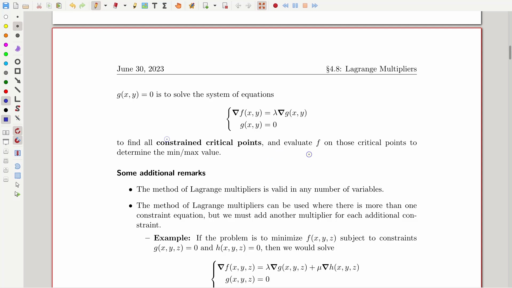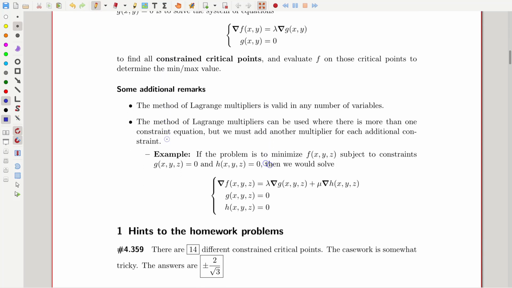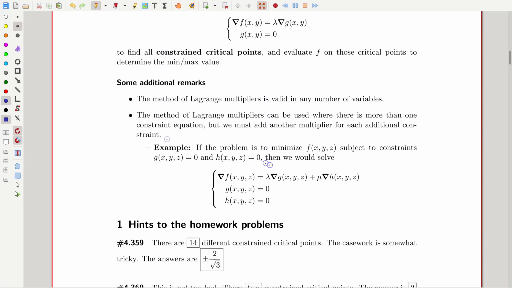Okay, right. And then once you find all these constrained critical points, you do the same process as you did with optimization. You have to plug those points into your function f in order to determine the maximum value and minimum value. Because these critical points are where the max and min can occur, but you still need to test them to see what the actual values are.